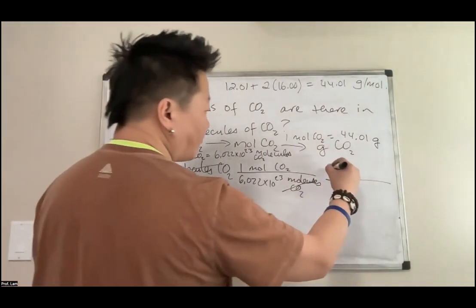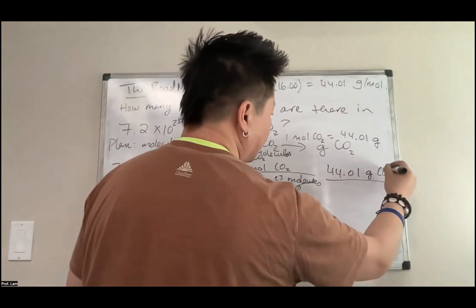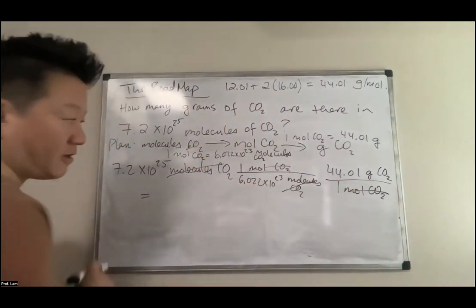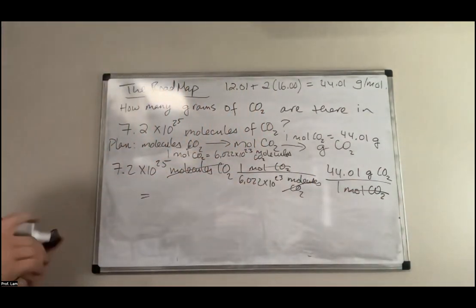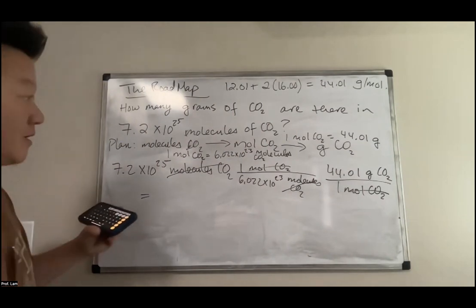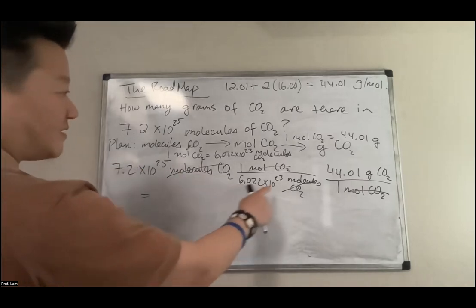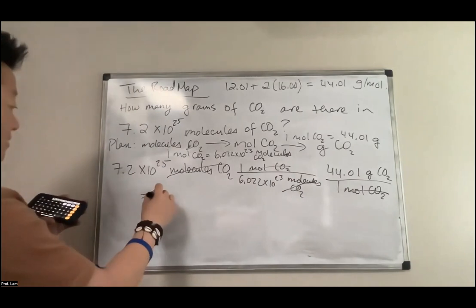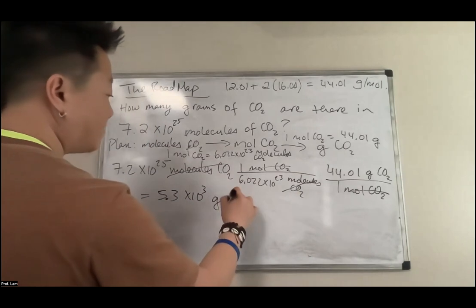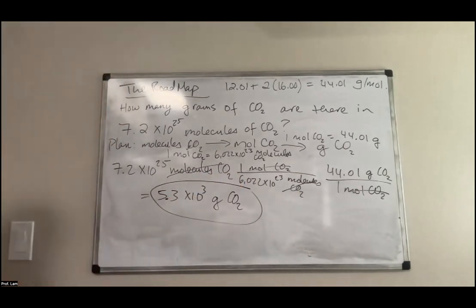Now you want grams out, so 44.01 grams of CO2 is on top, and on bottom is 1 mole of CO2. Okay, equal to, let's do this, 7.2 E 25 divided by 6.022 E 23 times 44.01. So sig figs, 2, that's 2 sig figs here. These are 4. So we need to round to the least number of sig figs. It's 5.3 times 10 to the 3rd grams of CO2. Okay. That makes sense. All right.